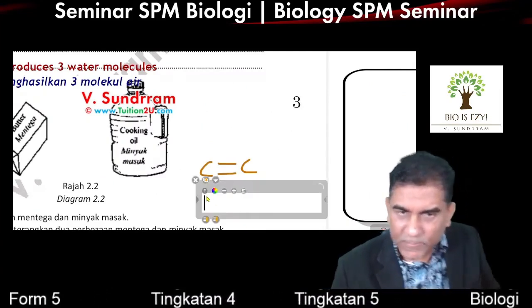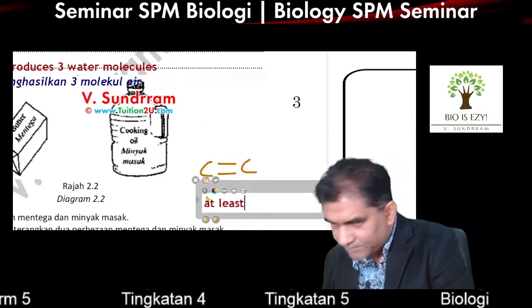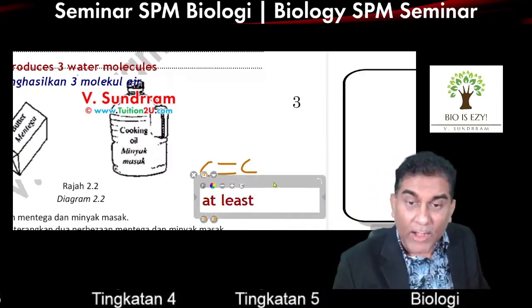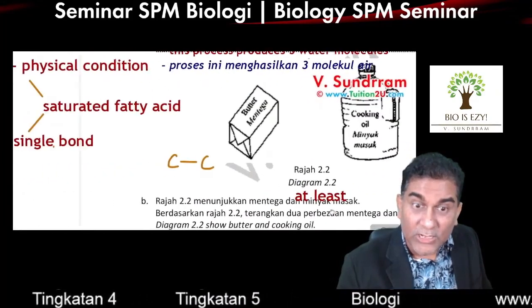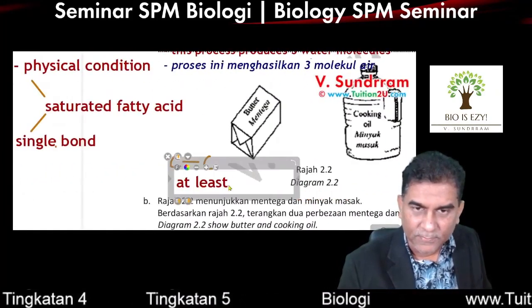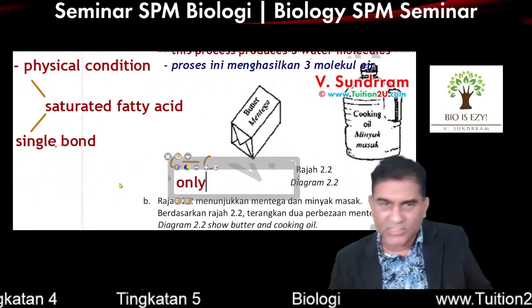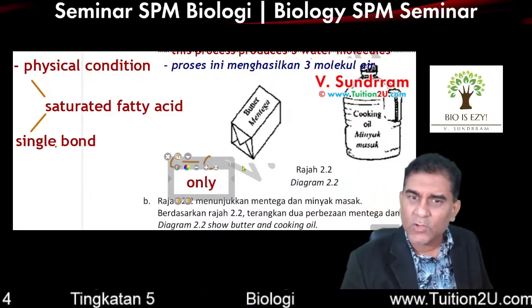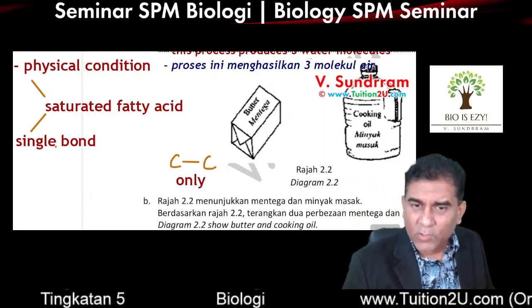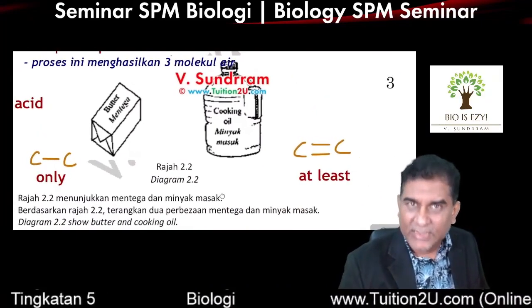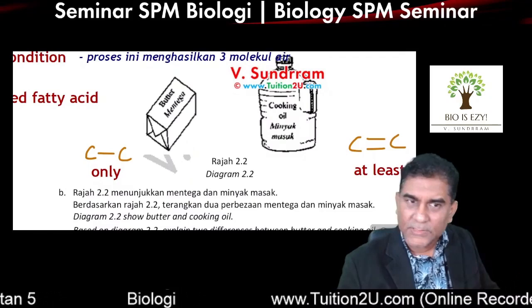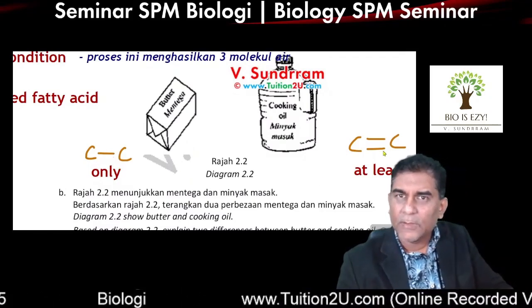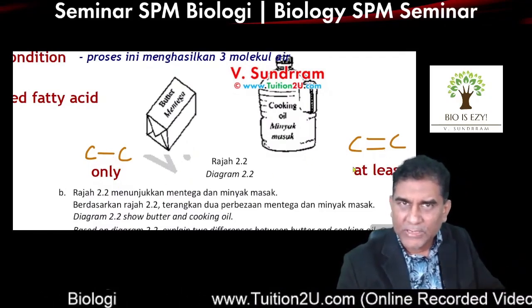This one here, you must use the word at least. At least 1 double bond. The other side, you must use only single bond. This side must use the words only single bond. Most students will know saturated, unsaturated, but most of the students will struggle with the definition. So an easy way to remember, by now you're good in chemistry: single bond, double bond should be enough.